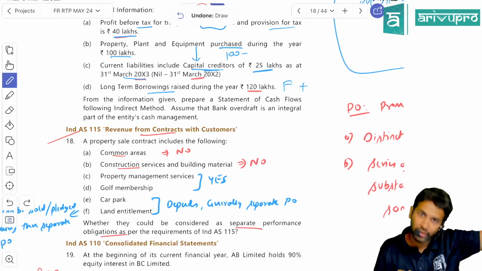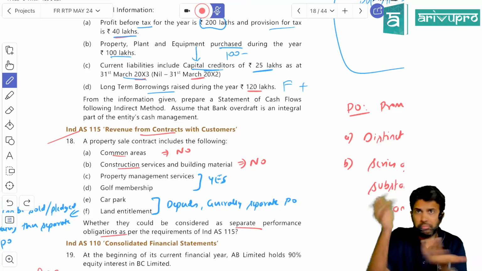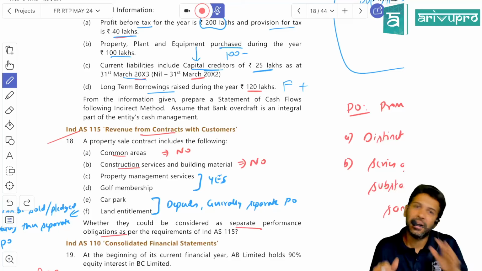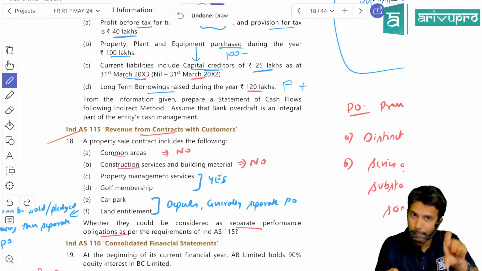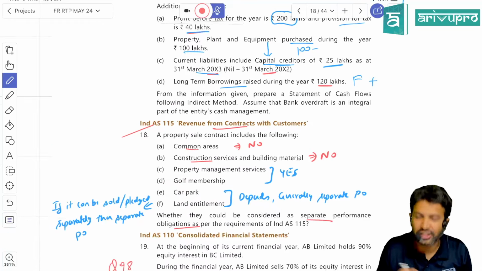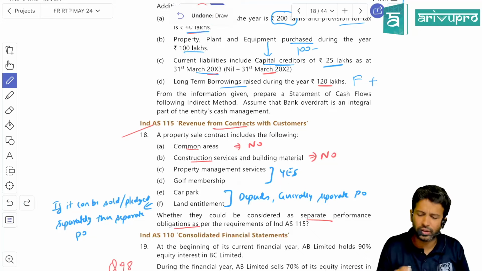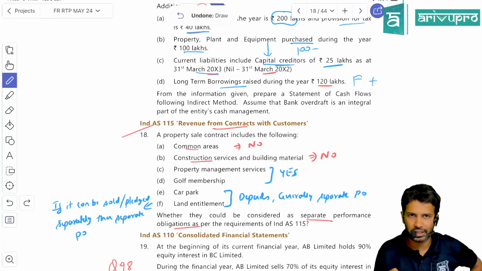Selling is doubtful. It depends on your status, but usually you can rent it out. So that way it can function independently. So it depends, you have to just check. So that's how the study material has given the answer. But generally, you can consider car parking as a separate performance obligation.